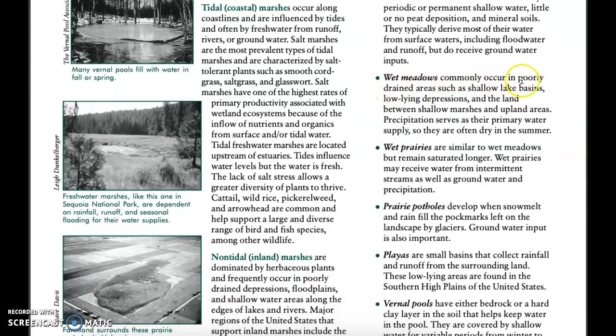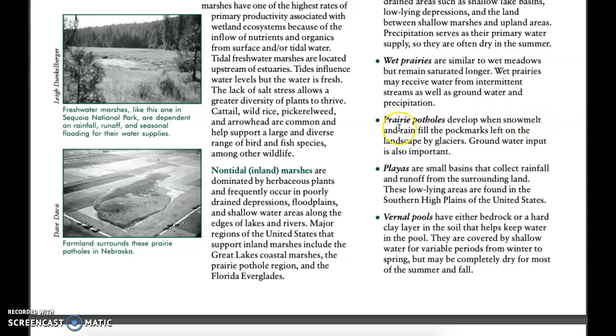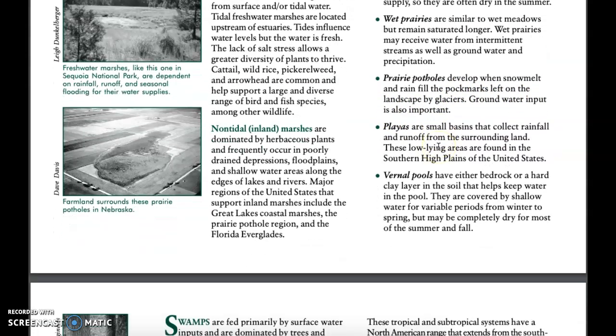Wet meadows commonly occur in poorly drained areas such as shallow lake basins, low-lying depressions, and the land between shallow marshes and upland areas. Precipitation serves as the primary water supply, and so they are often dry in the summer. Wet prairies are similar to wet meadows but remain saturated longer. Wet prairies may receive water from intermittent streams as well as groundwater and precipitation. Prairie potholes develop when snowmelt and rain fill the pockmarks left on the landscape by glaciers. Groundwater input is also important.